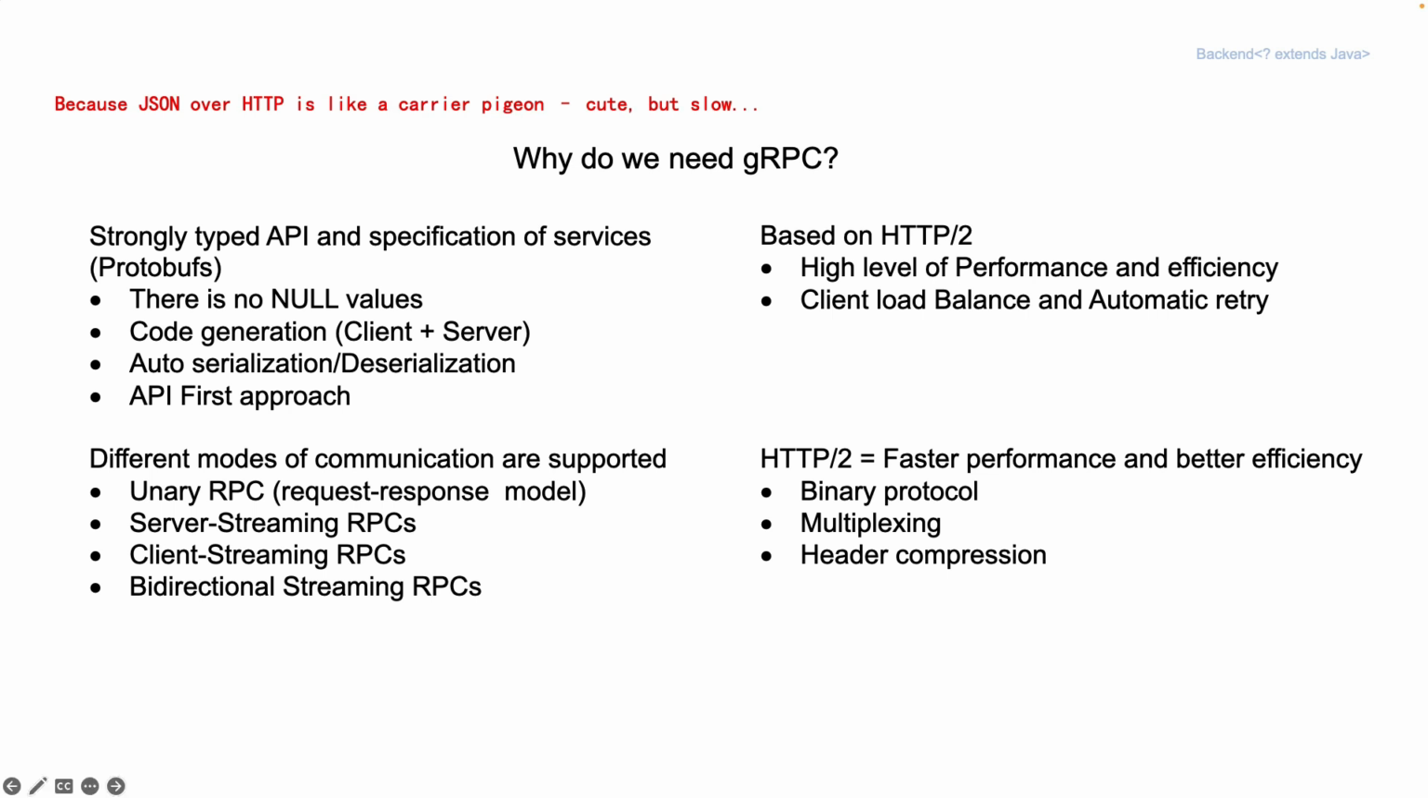gRPC supports different modes of communication. First is unary RPC, unary remote procedure call. If you're familiar with RESTful APIs, this model is familiar for you. It's a usual request-response model. The second one is server streaming RPCs. Also, if you're familiar with WebSocket technology, this mode of communication of gRPC is almost equal to WebSocket. There is also client streaming RPCs, and also bidirectional streaming RPCs.